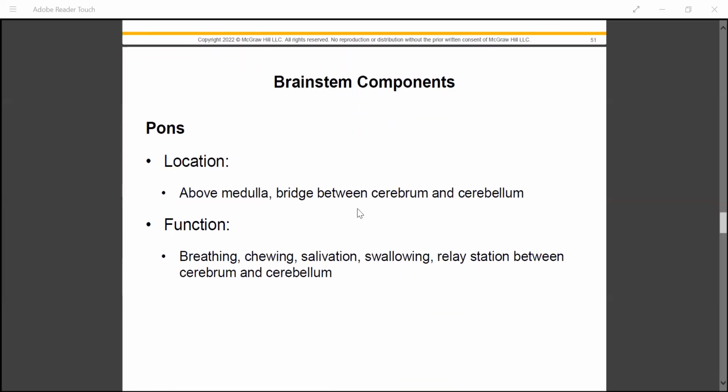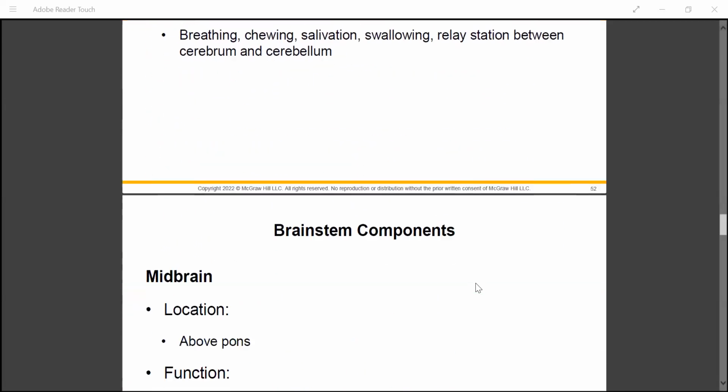The pons helps the medulla with some of our life center activities: breathing, chewing, salivation, swallowing, all that stuff that we're not necessarily thinking about doing, but that keeps us alive and functioning. Another important portion of the pons is a relay station between the cerebrum and the cerebellum, and we'll talk about both of those parts soon.